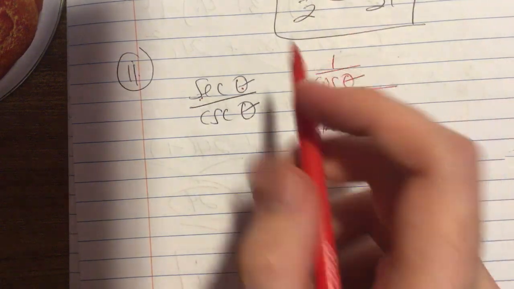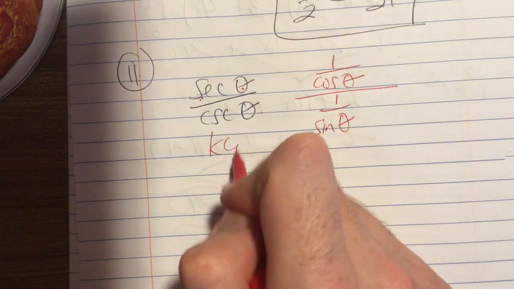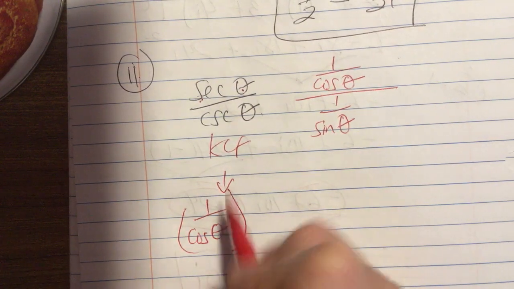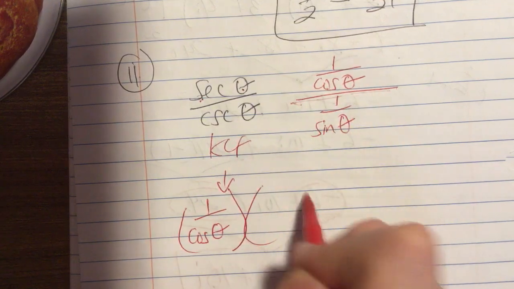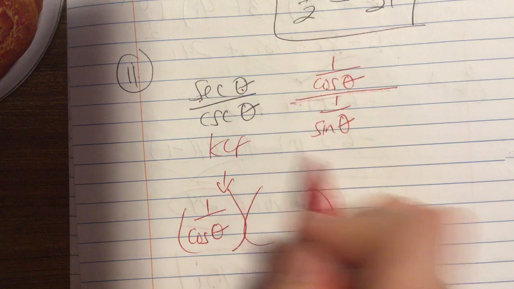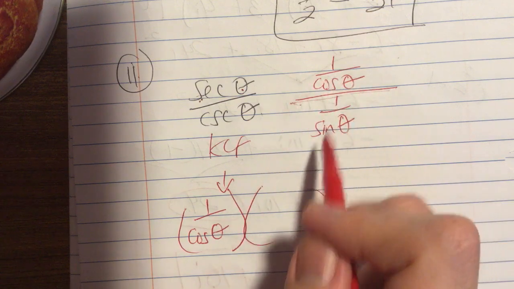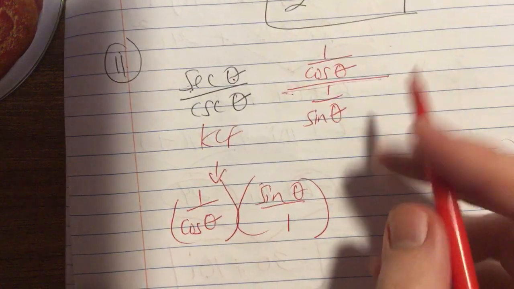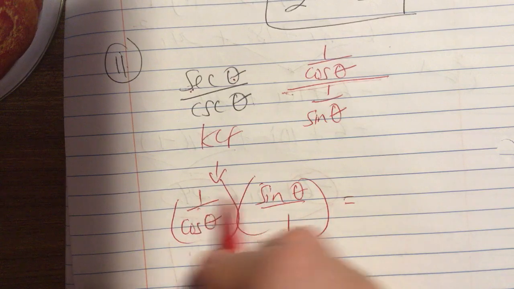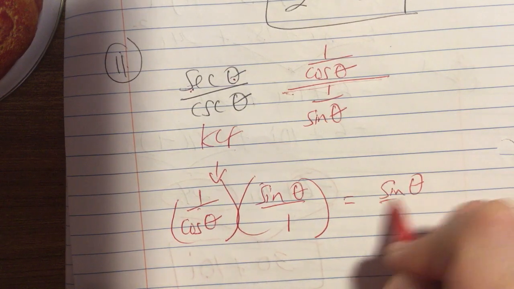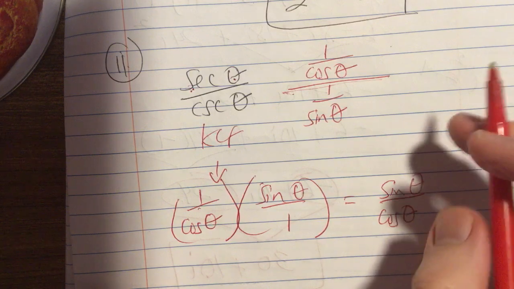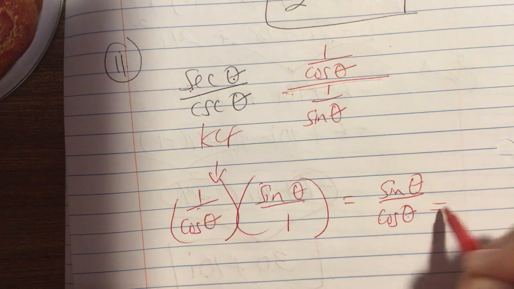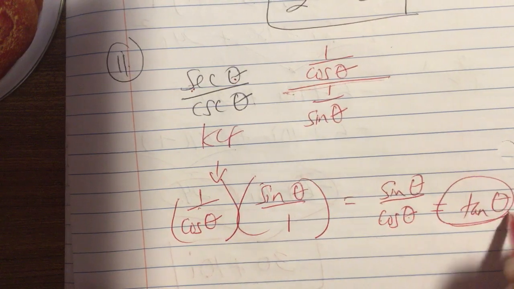Now we have fractions to divide. Keep, change, flip. Keep the 1 over the cosine of theta. Change the division into multiplication, the inverse operation, and flip the denominator. It's going to be the sine of theta over 1. When we multiply fractions, multiply the numerators and you get sine of theta. If you multiply the denominators, you get the cosine of theta. And the last thing is to realize one of the quotient identities, that the sine of theta over the cosine of theta does equal the tangent of theta. So that should be your final answer.